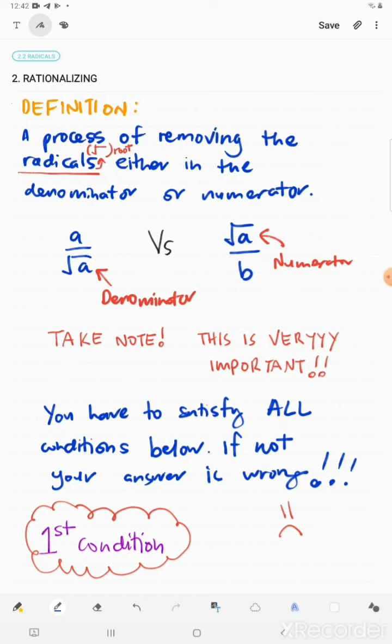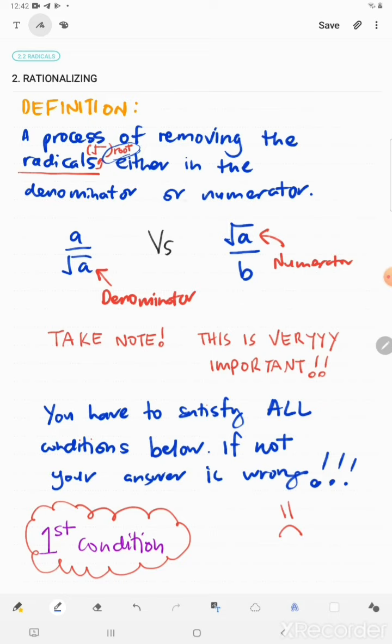Okay, this is our topic today, rationalizing. This is under the topic radicals. Before we move to simplifying the radicals, first we learn about rationalizing. The definition of rationalizing is a process of removing the radicals. What are radicals? Here I already wrote this. This is root, either in the denominator or numerator.